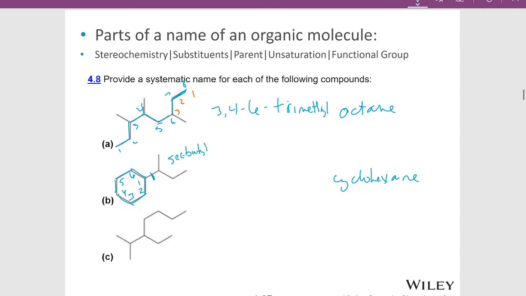Okay, but it's also a 1-methyl propyl. So if we start numbering at the carbon attached to the main chain, this is a propyl group, and we have a methyl group at the first carbon. So 1-methyl propyl in substituents, in parentheses, cyclohexane, and that 1-methyl propyl group is at the first carbon. So we could say 1-methyl propyl cyclohexane.